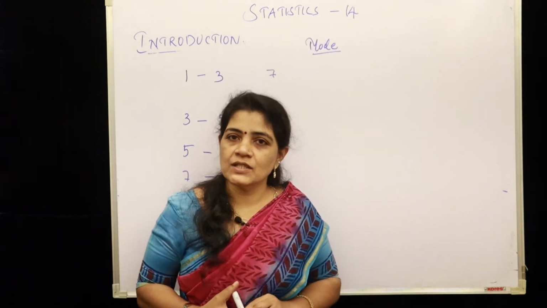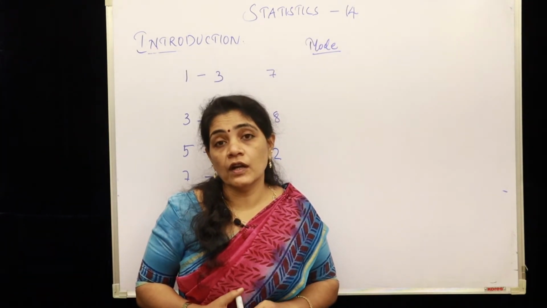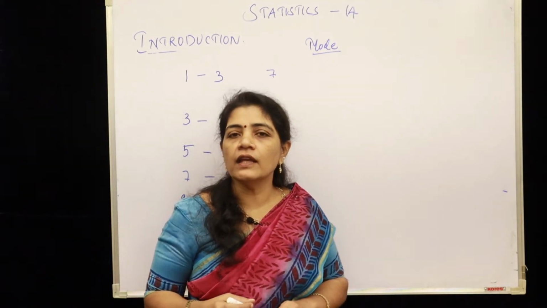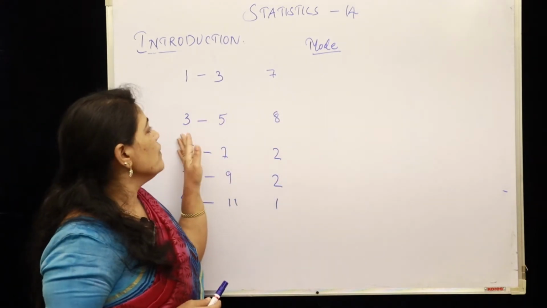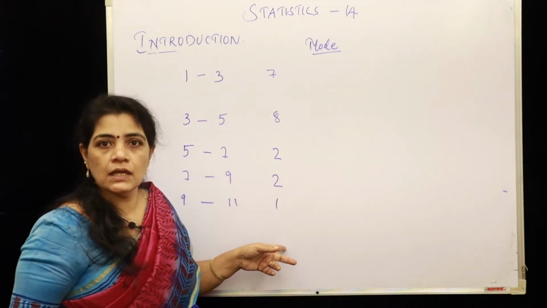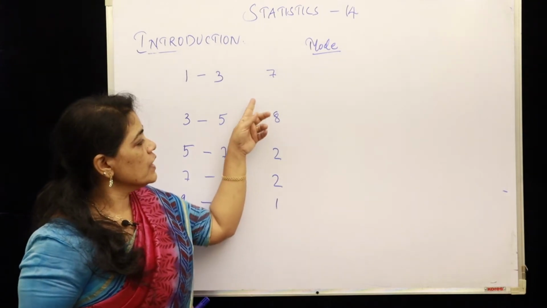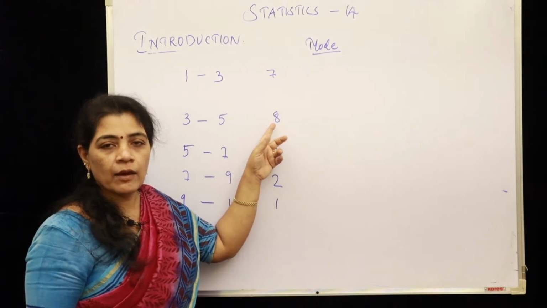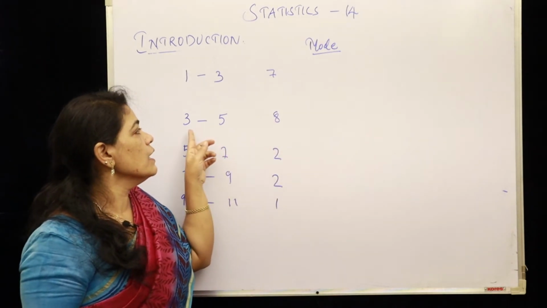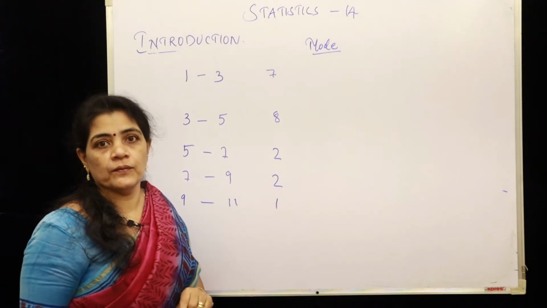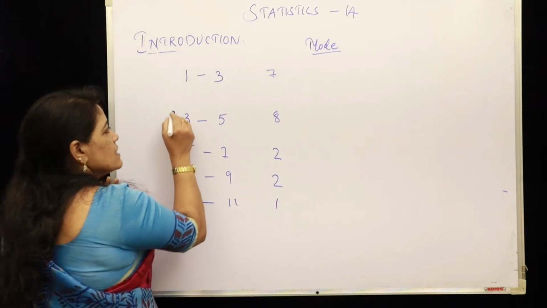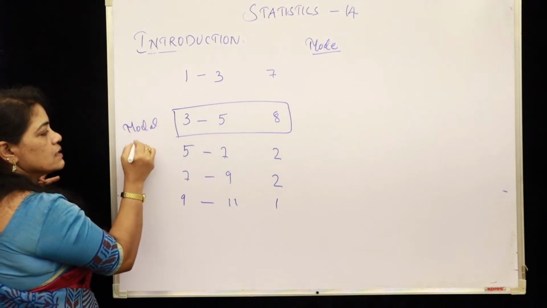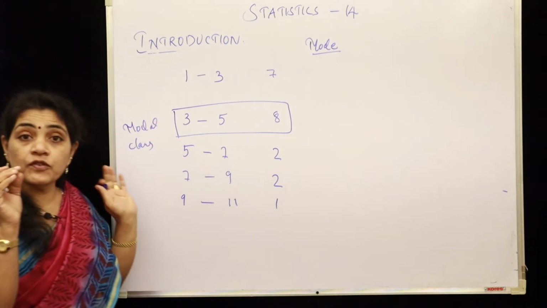Okay, next we are going to discuss the mode for continuous frequency distribution. For that, find the class interval having the maximum frequency. From the frequency column, 8 is the maximum value among the frequencies. So its corresponding class interval is 3 to 5. Select this as the modal class. That is the first step.